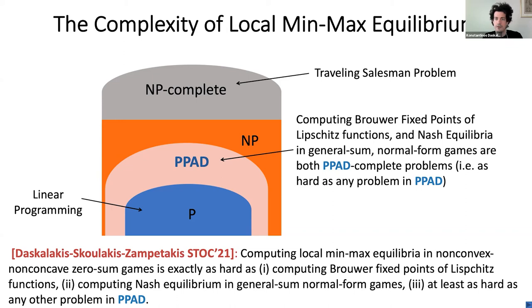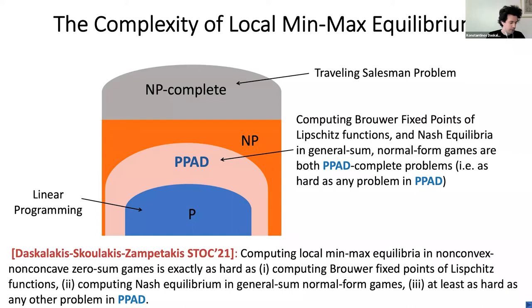So even though we have a zero-sum game, the fact that the objective function is non-convex, non-concave makes it as hard as games in PPAD that are multiplayer and general sum. Okay, and as hard as finding Brouwer fixed points. So we characterize, in other words, the complexity of the problem as being equivalent to this equivalence class of problems that contains many other interesting and difficult problems.